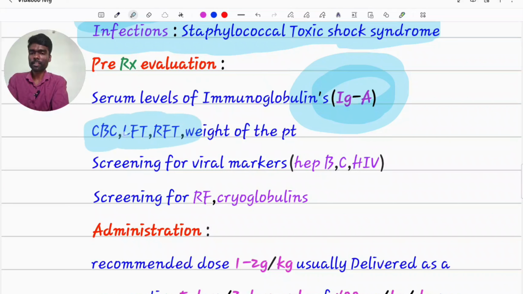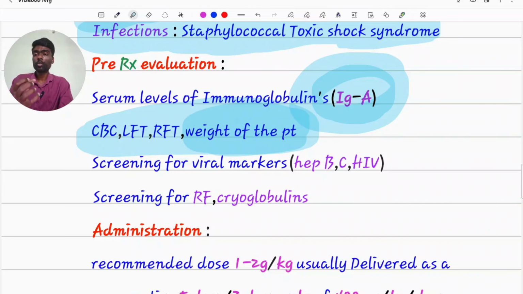CBC, LFT, RFT and weight of the patient. The weight of the patient is to monitor fluid overload. We are continuously infusing large amounts of IVIG. It may lead to fluid overload, which we can see by an increase in weight of the patient.